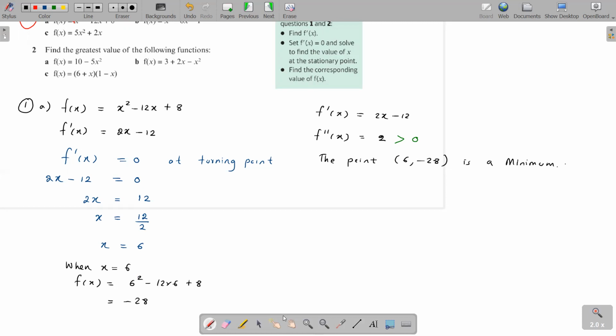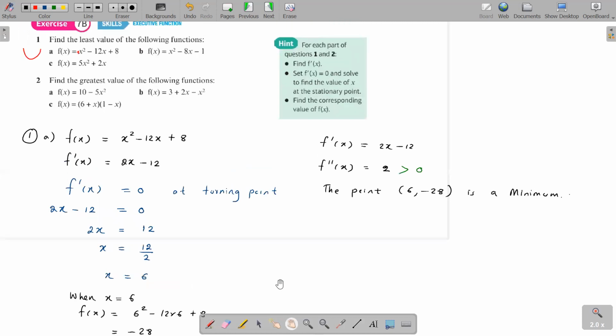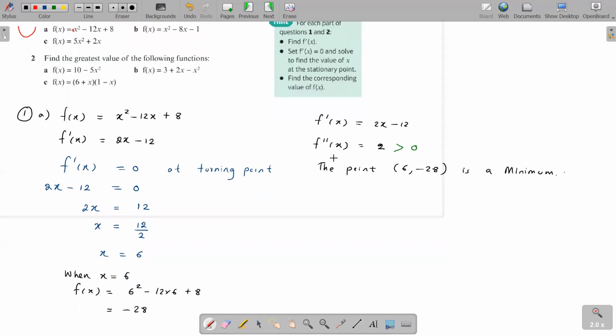They are asking you to find the least value. So what is the least value of the function? Are they asking for the x value or the y value? Function means the y value. When you take your graph, what's the lowest value that your y could take? The least value of the function is minus 28. So that is the answer.